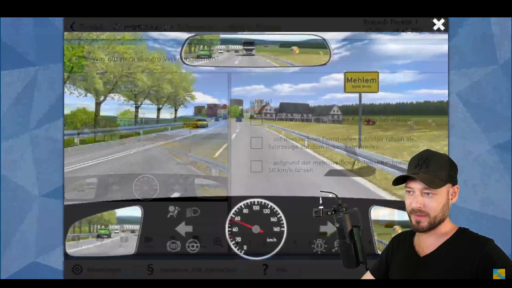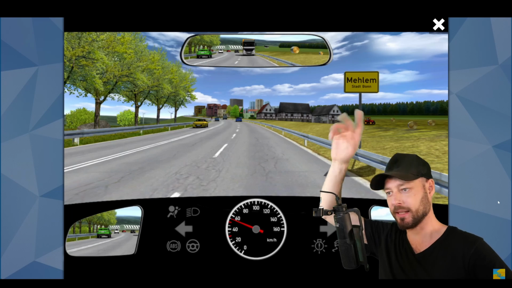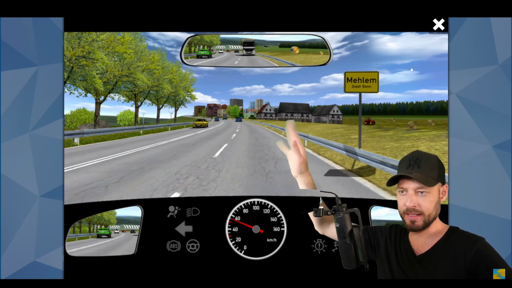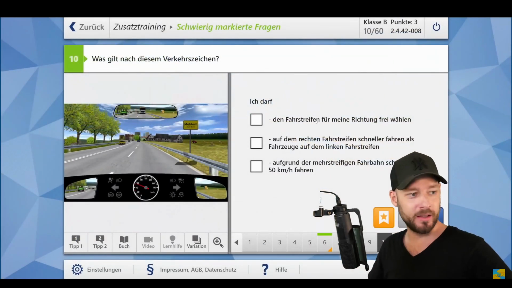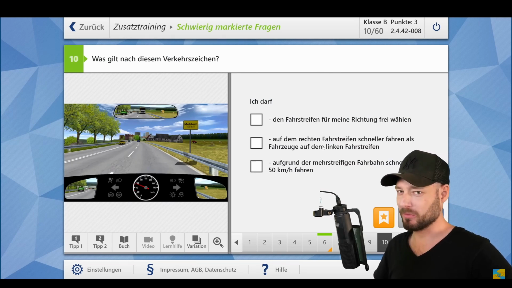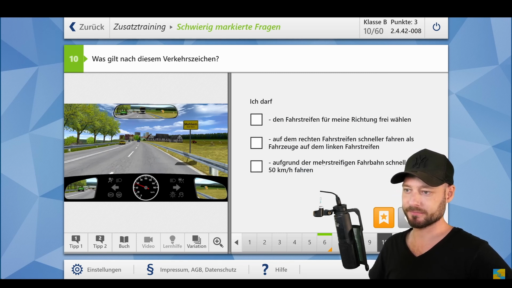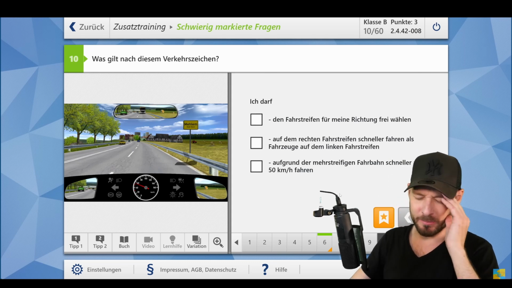Oh yes, what applies after this traffic sign? So, it is about the place name sign up here. It could say anything: Munich, Berlin, Hamburg, Bremen. I am free to choose the lane for my direction. That's a bit strangely worded. I'm allowed to drive faster in the right lane than vehicles in the left lane. I'm allowed to drive faster than 50 kilometers per hour because of the multi-lane road. So what does that even mean?